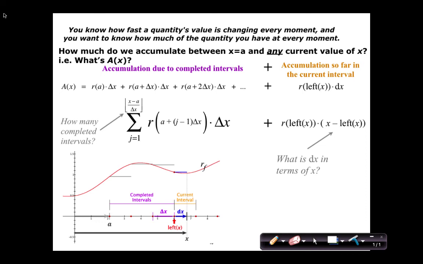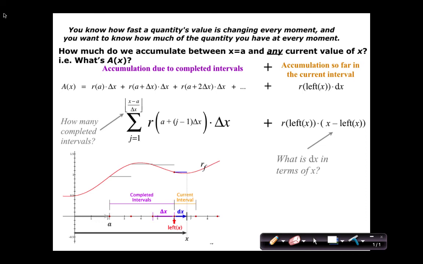So this part grows and grows and grows until it becomes a complete term. Essentially it gets dumped into that. Once we pass every red dot, once we pass into a new interval, this last term starts again at 0 and grows from there, or shrinks, like we could have negative rates in other cases. But this is all of how I can approximate accumulation based on knowing a rate function.